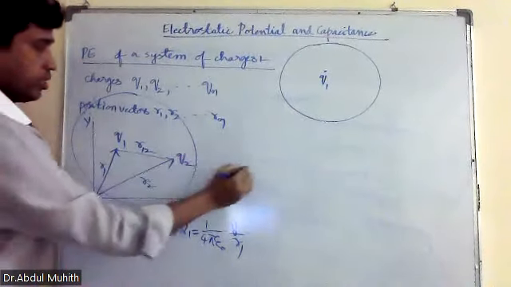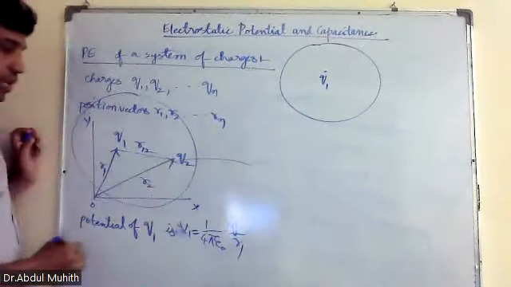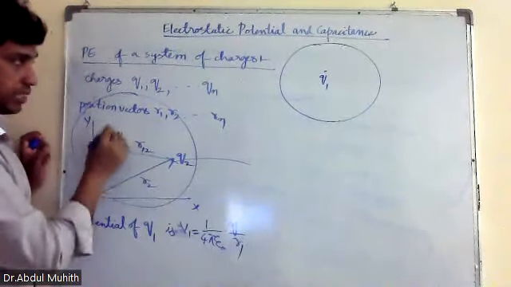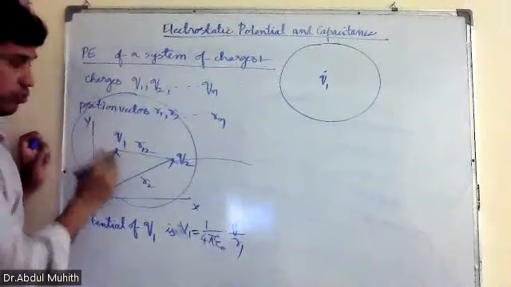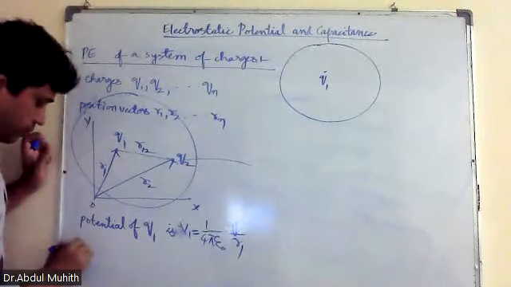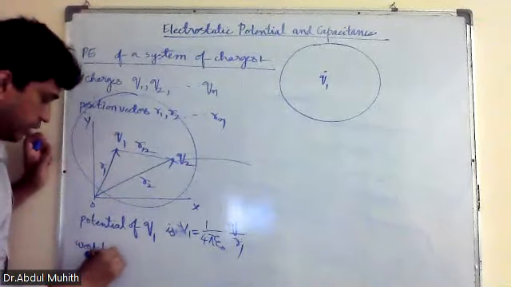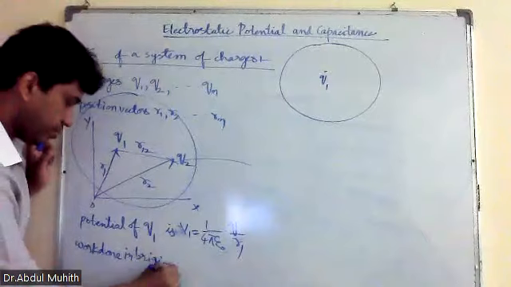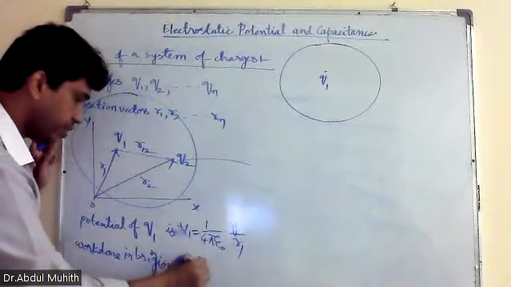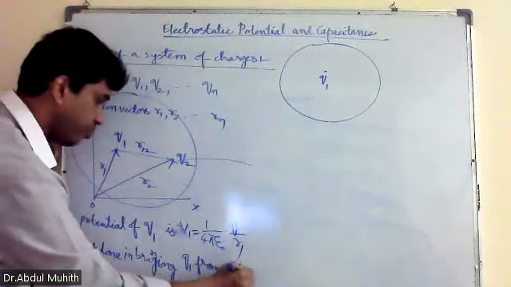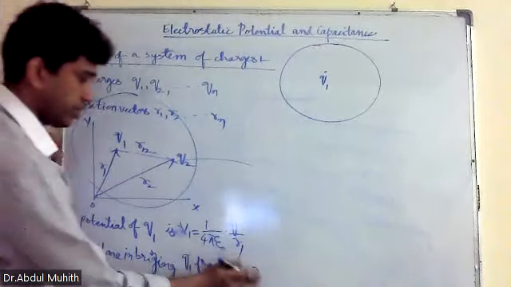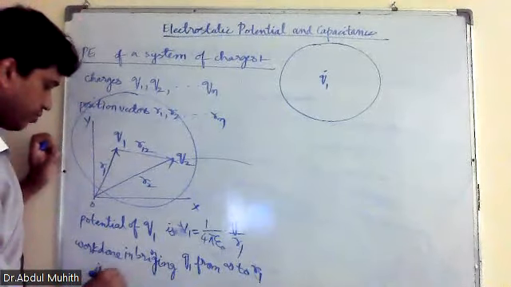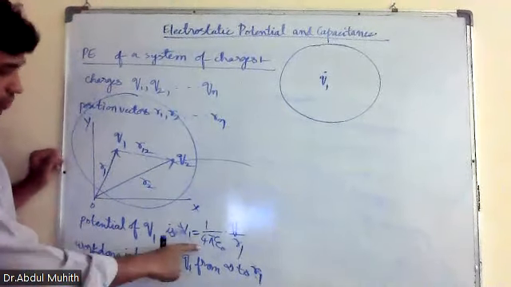Now I have brought Q1 from infinity to this point under the influence of Q1. The work done required is nothing here for Q1. The work done is 0. Work done in bringing Q1 from infinity to point P, infinity to R1, is 0, because no work done is required. But the potential is given here.